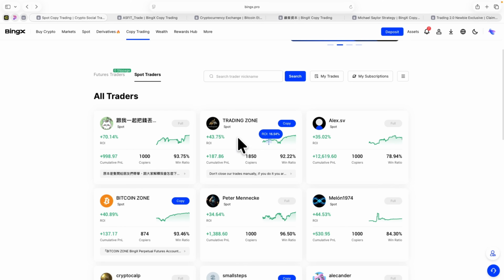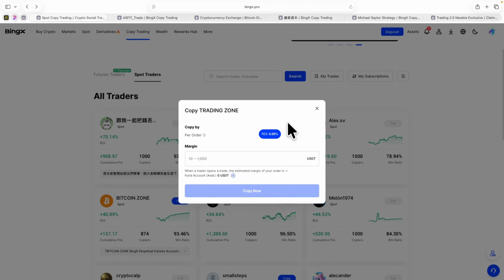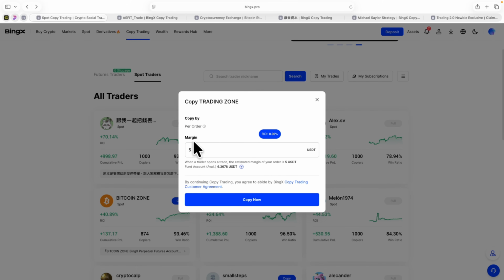So let's go ahead and copy this person. To copy this person, I'll just click on copy right here. And on the screen here, you can see it says margin. So here, I'll just put in the amount of money I want to use to copy the trader. Right here, I'll enter the amount of money I want to use to copy each trade. So for each trade, that's what you're entering. Let's say I want to copy a trade with, let's say $6. I'll just put $6 right there. So once you put it, just click on copy now.